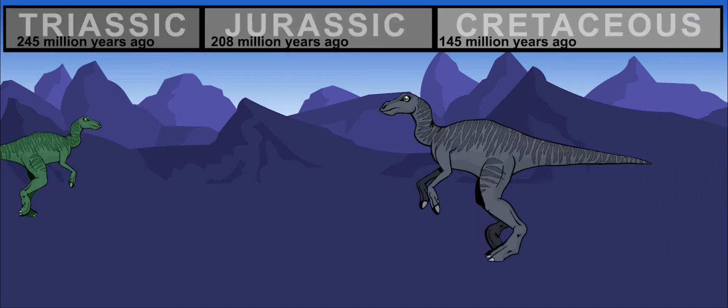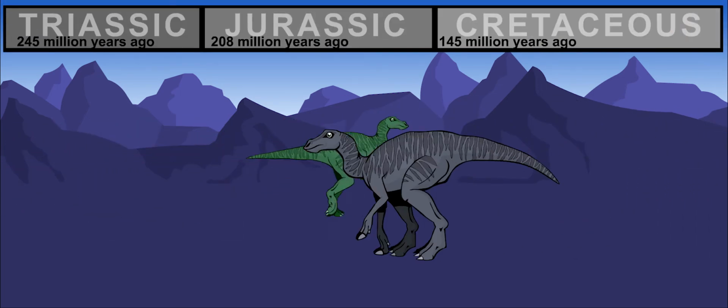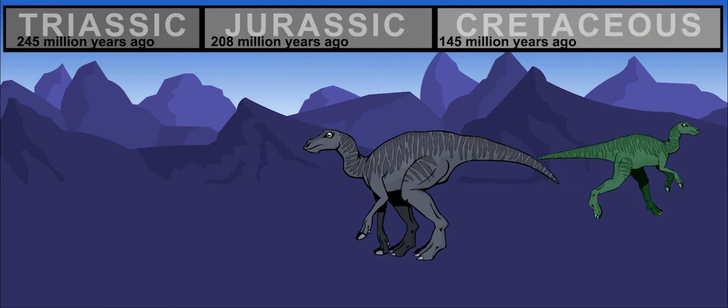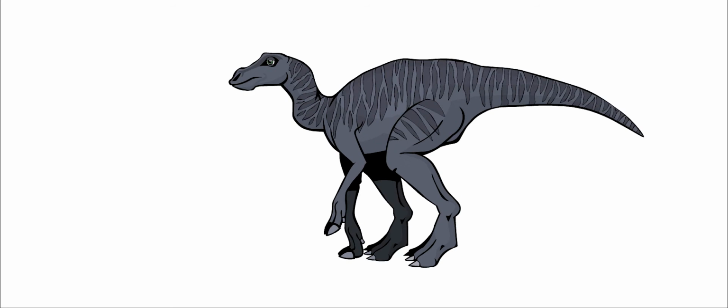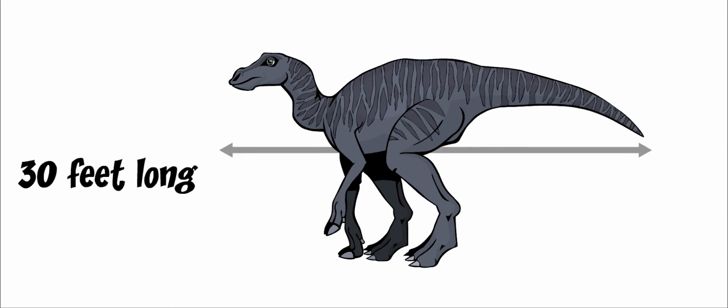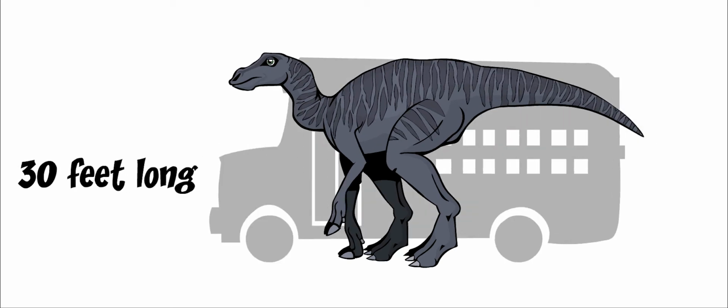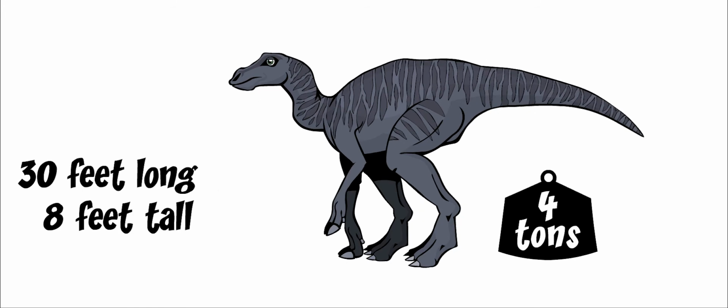Maiasaur lived about 80 million years ago. It was one of the last kinds of dinosaur living just before they died out 65 million years ago. Maiasaur grew to be 30 feet long, which is about the size of a school bus. It was about 8 feet tall at the hips. Maiasaur weighed about 4 tons.